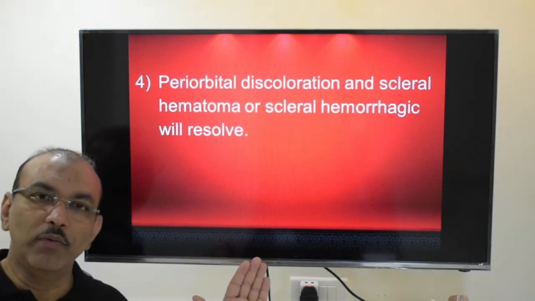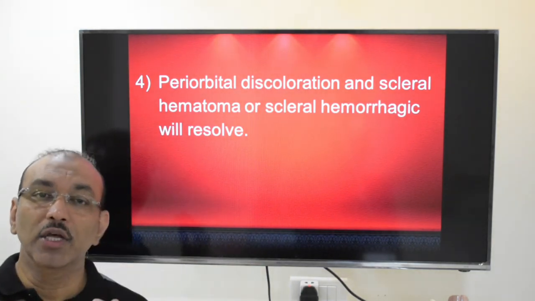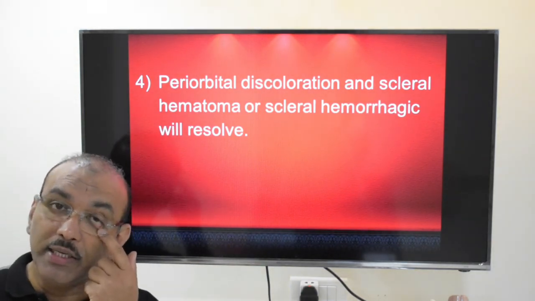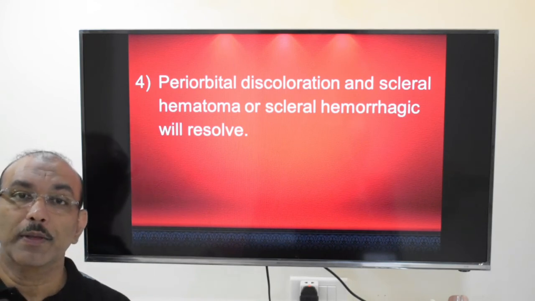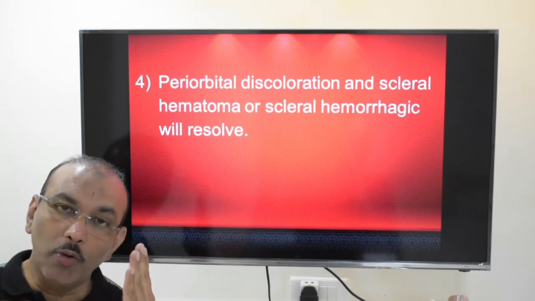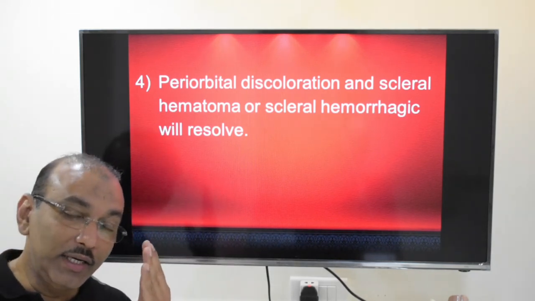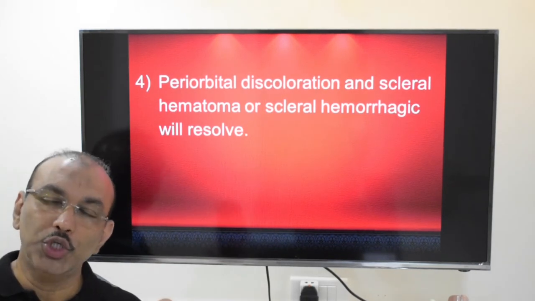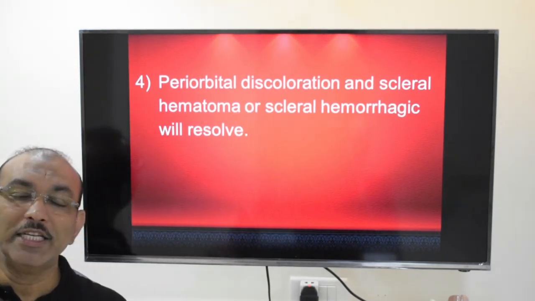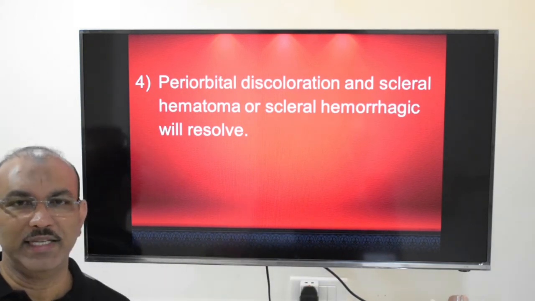And the last piece of advice will be, when you have discoloration around the eyes and sometimes blood collection inside the eyes too, you need to wait and just apply ice and warm compression. It takes time for the discoloration to become normal, but surely it will become normal. It takes time in the sense it may take a week or more than that. Just wait, it goes by itself.